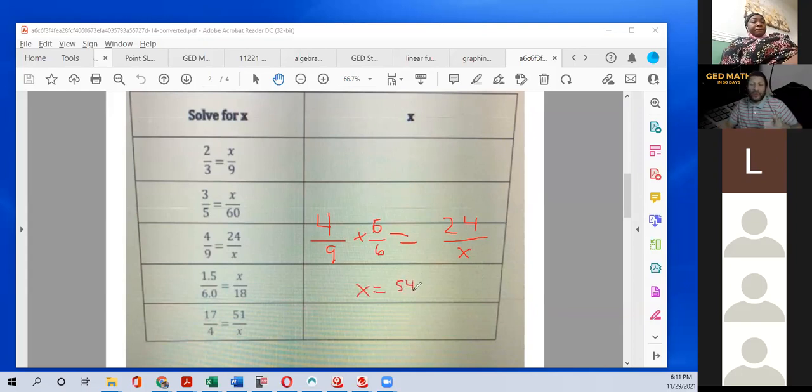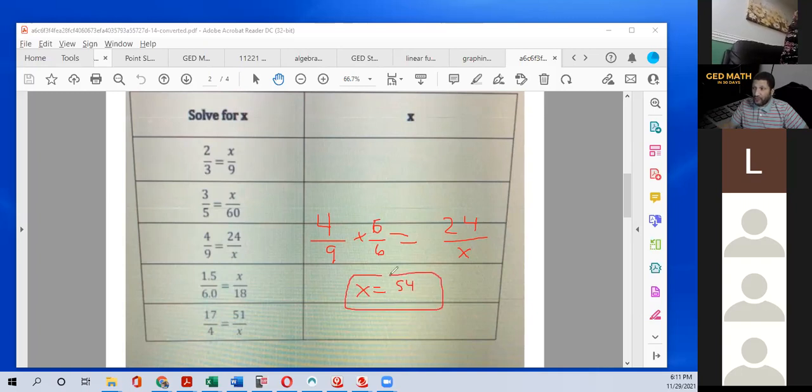Again, that's how fast you should be doing your multiplication table. If not, then you need to work on them every single day. This is an easy problem. X equals 54. Okay. All right. That wasn't too bad, Mr. Tinsley. All right, let me clear it up.